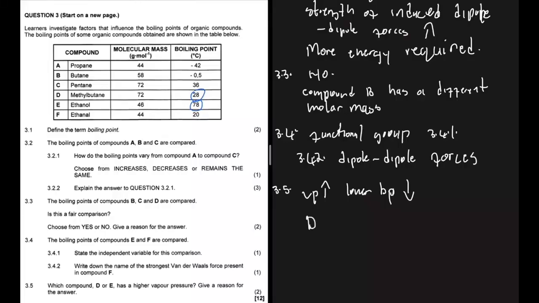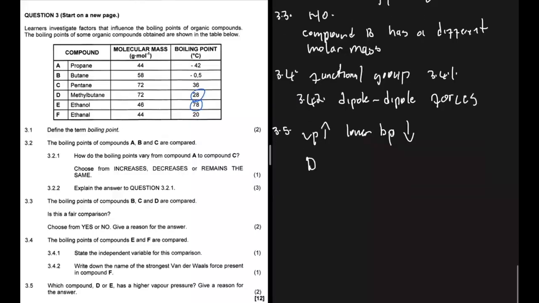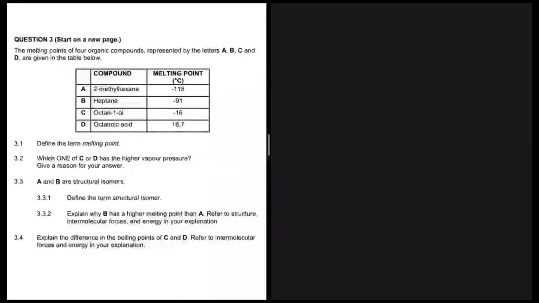As a consequence, they say give a reason. So the reason is what we just talked about. The higher the vapor pressure, the lower the boiling point. Clearly, methyl butane has a lower boiling point. As a result, it has a higher vapor pressure. If a compound has a higher vapor pressure, what does that say about the boiling point? What does that say about the melting point?